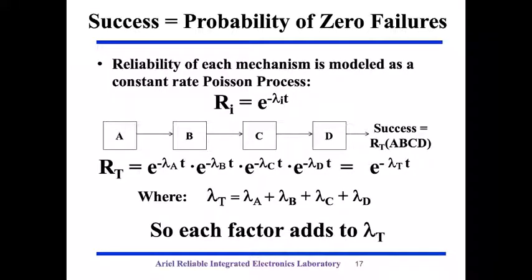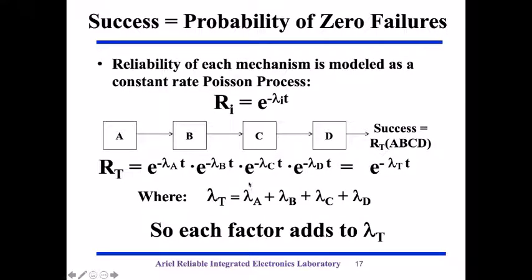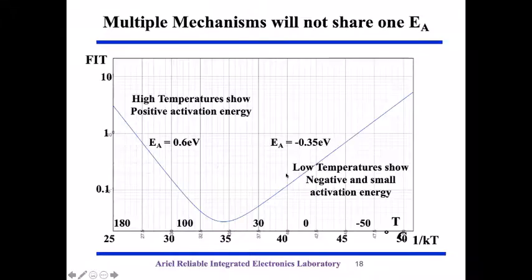We actually have to add them, which means we have to consider each mechanism separately, since each factor adds to lambda. So in other words, if you have one process that has a very high activation energy, say 0.6 eV, and another one even has a negative activation energy, like a hot carrier effect or some other type of stress-related fatigue effect, you cannot combine an increasing and a decreasing mechanism in the model because you add the lambdas, which means you have to have a separate consideration for mechanism 1 and a separate consideration for mechanism 2.